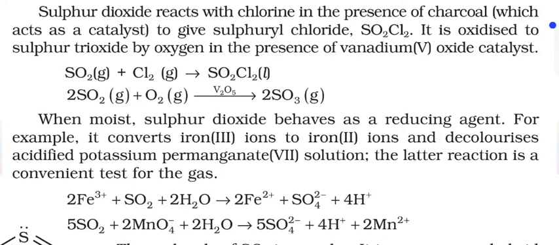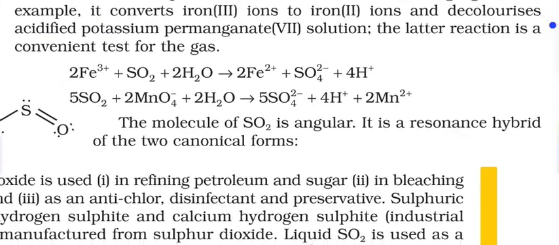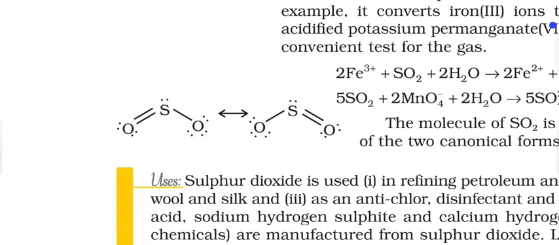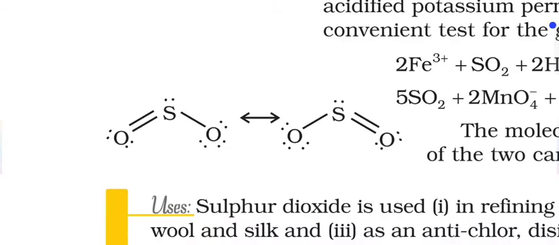That means if a gas is unknown, then we can use potassium permanganate. If it is SO2 gas, then it will decolorize the potassium permanganate. So both reactions are mentioned here. The SO2 molecule is angular and is a resonance hybrid of two canonical forms. Here we have the structure of sulfur dioxide which shows resonance, and eventually you will get 1.5 bonds of each oxygen with the central sulfur.